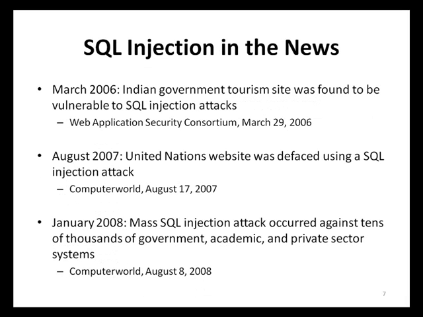SQL injection attacks have been well understood for many years, yet they are still one of the most commonly encountered vulnerabilities today. In 2008, SQL injection ranked as the second most prevalent web application security vulnerability. Here are, for example, some news stories regarding SQL injection. In March 2006, the tourism website of the Indian government was found to be vulnerable to SQL injection attacks. In August 2007, the website of the United Nations was defaced using a SQL injection attack. The main website's content was replaced with messages regarding worldwide political issues. More recently, in January 2008, a mass SQL injection attack occurred, resulting in tens of thousands of systems being attacked. Victims of the mass attack included numerous government, academic, and private sector entities.